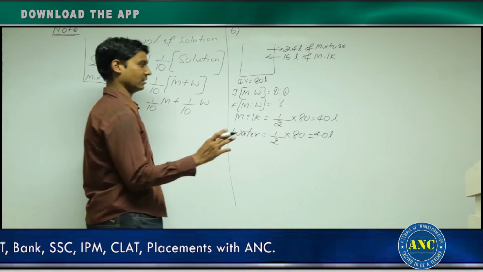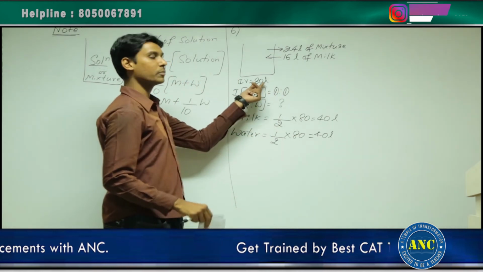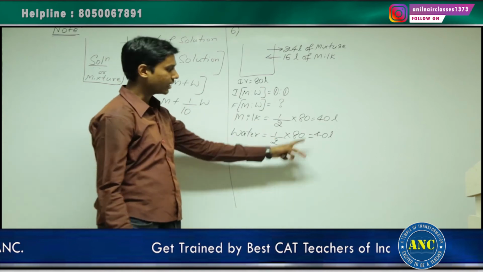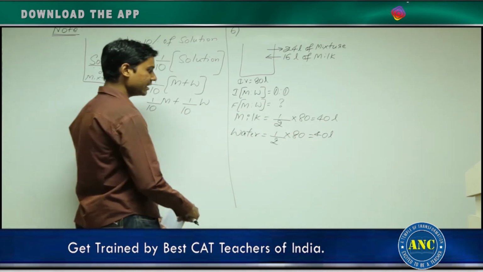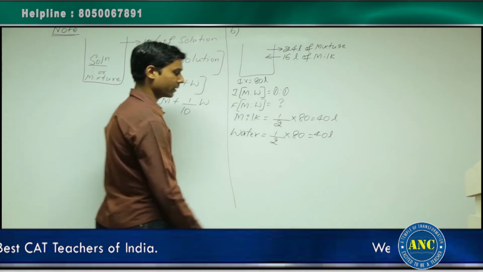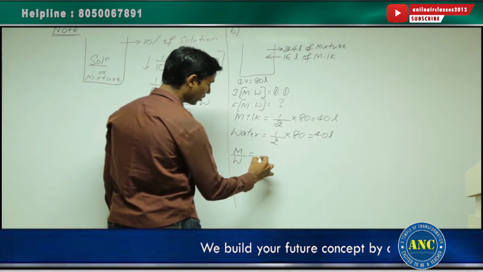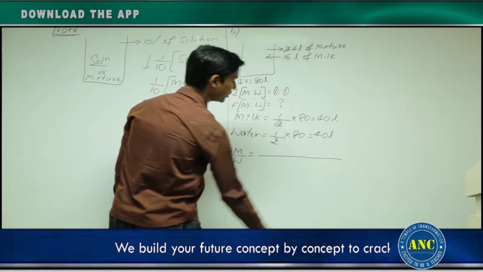Or in simple words, 1:1 is nothing but equal ratios. 80 liters should be divided equally. It is 40 and 40. Initially 40 liters of milk is present. 40 liters of water is also present. Clear with that, right? Now see that. I want to find the final ratio of milk and water.